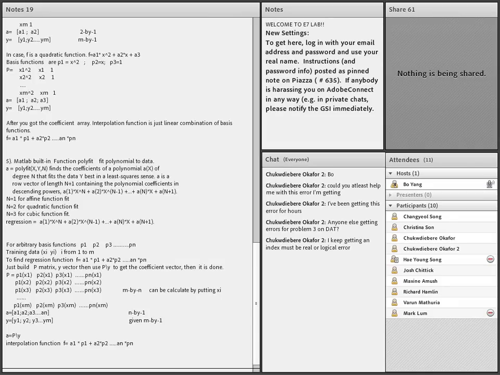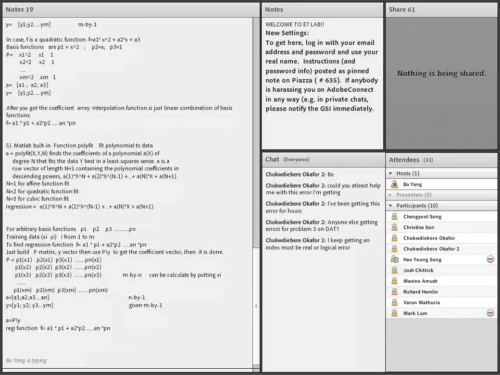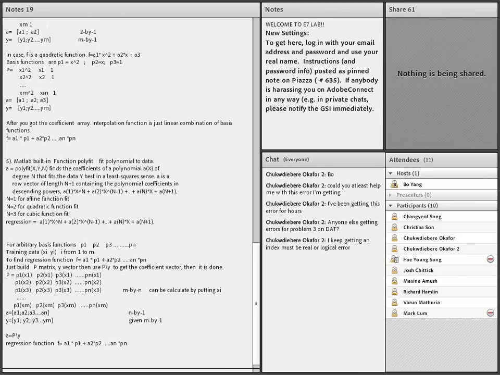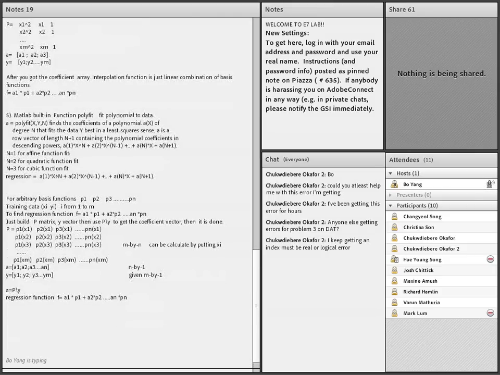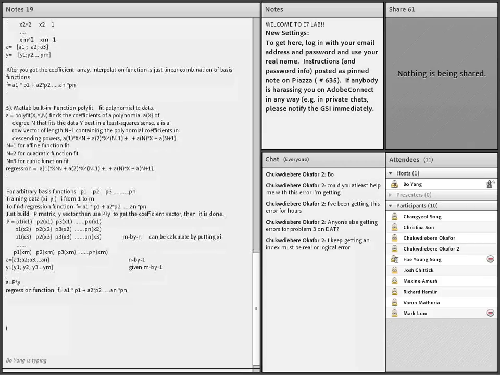Then it is done, because it is just the use of the least square idea to solve this minimization. So finally we got the regression function through linear combination of the basis functions. This is for the regression part.